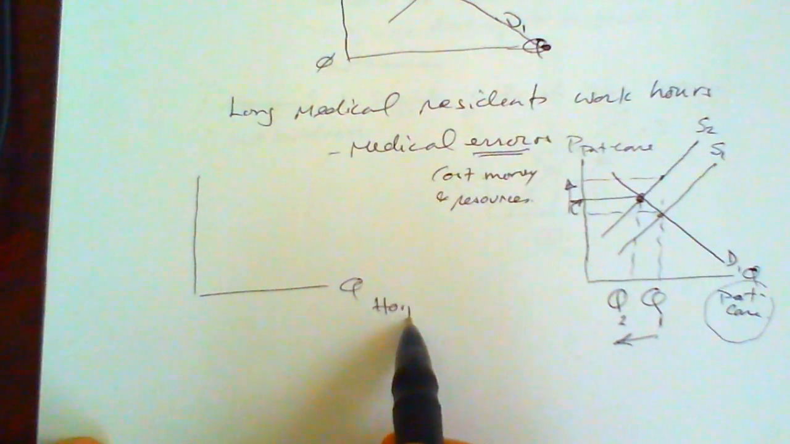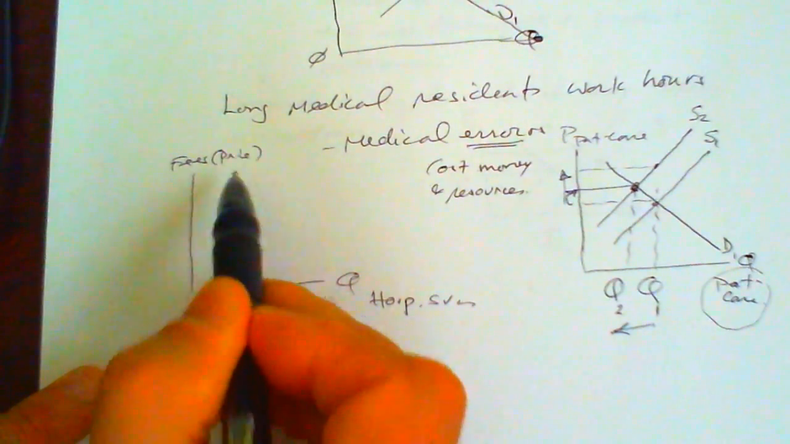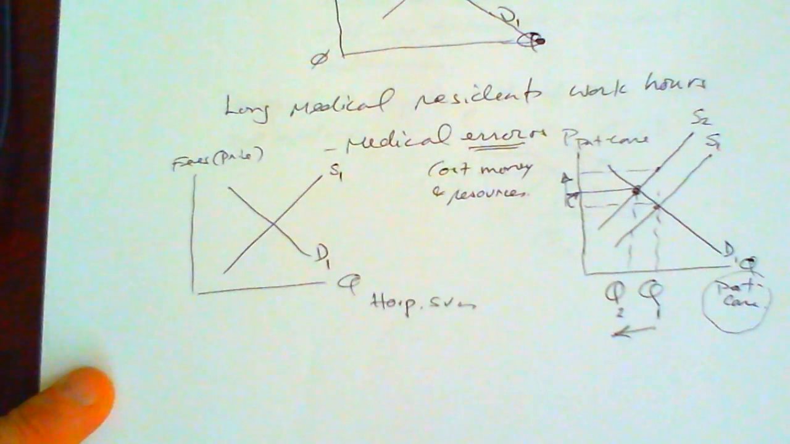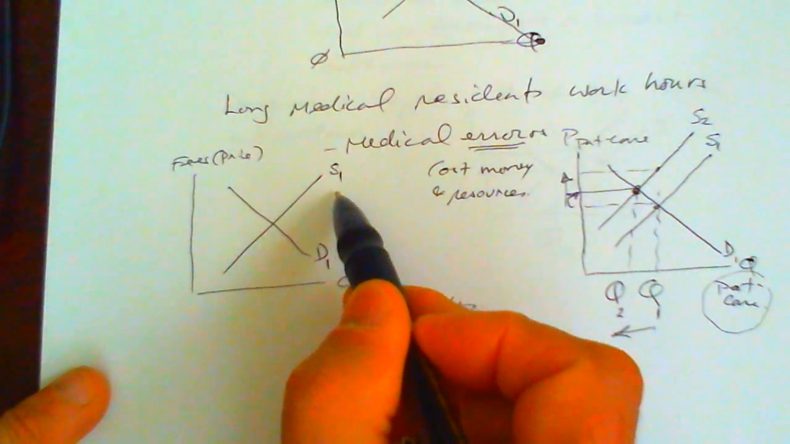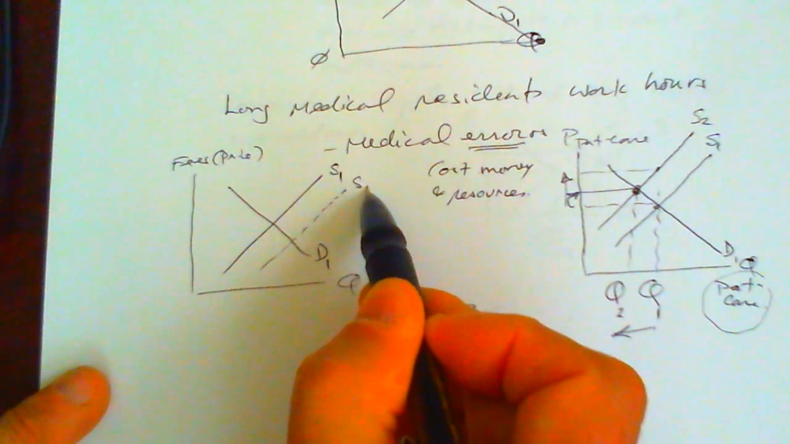Now, if we look at the same topic from the hospitals' point of view, you have quantity of hospital services, and this would be their fees or prices. Once again, there is a demand and a supply. If we allow residents to work 80 hours per week, they are contributing more, at least in terms of quantity, to the amount of patient care or services provided by the hospital. So overworked residents actually are helping to produce more hospital services.